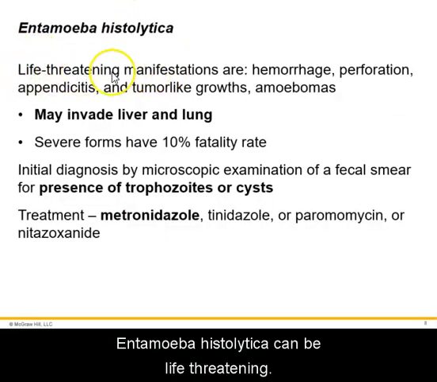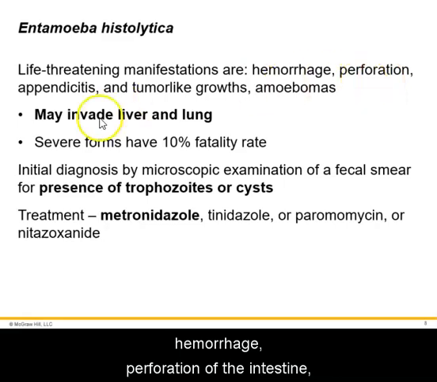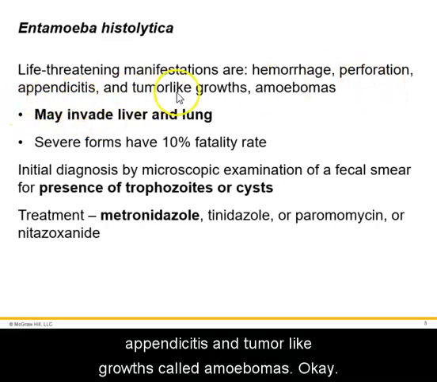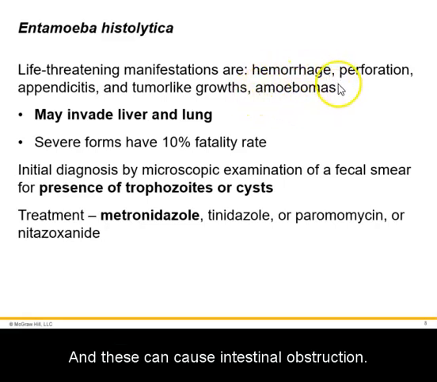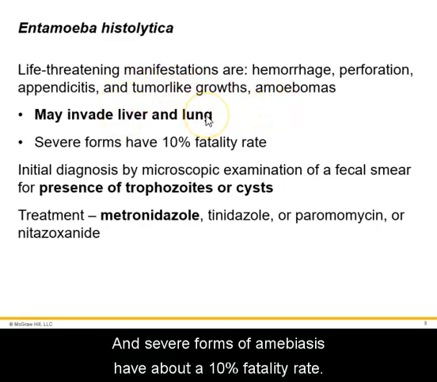Entamoeba histolytica can be life-threatening. Some life-threatening manifestations are hemorrhage, perforation of the intestine, appendicitis, and tumor-like growths called amoebomas. Okay, and these can cause intestinal obstruction. Entamoeba can invade the liver and it can invade the lung. And severe forms of amoebiasis have about a 10% fatality rate.